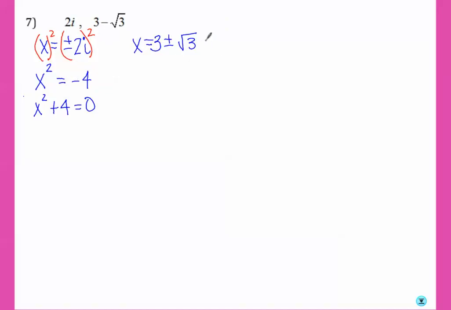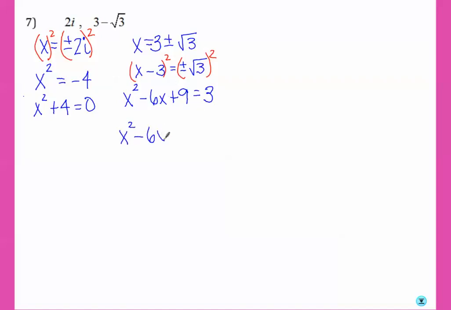So let's move over to our second set of solutions. This time we do have something in front of the plus or minus, so we're going to move the 3. Then we have to square both sides to get rid of the square root. When we FOIL this out, we'll get x squared minus 6x plus 9. The square root of 3 squared is 3. Move the 3 to the other side. We get x squared minus 6x plus 6 equals 0.